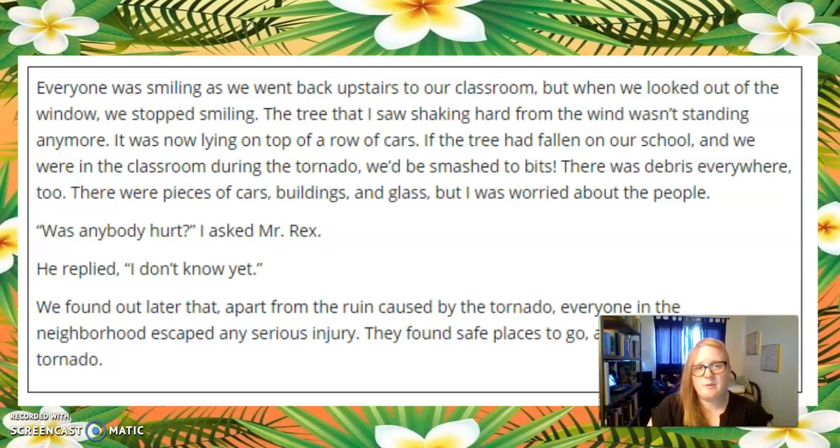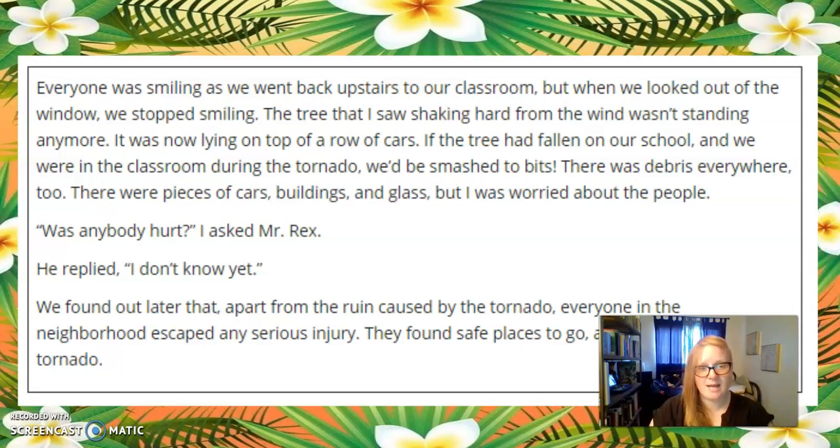Everyone was smiling as we went back upstairs to our classroom, but when we looked out of the window, we stopped smiling. The tree that I saw shaking hard from the wind wasn't standing anymore. It was now lying on top of a row of cars. If the tree had fallen on our school and we were in the classroom during the tornado, we'd be smashed to bits. There were debris everywhere, too. There were pieces of cars, buildings, and glass, but I was worried about the people.